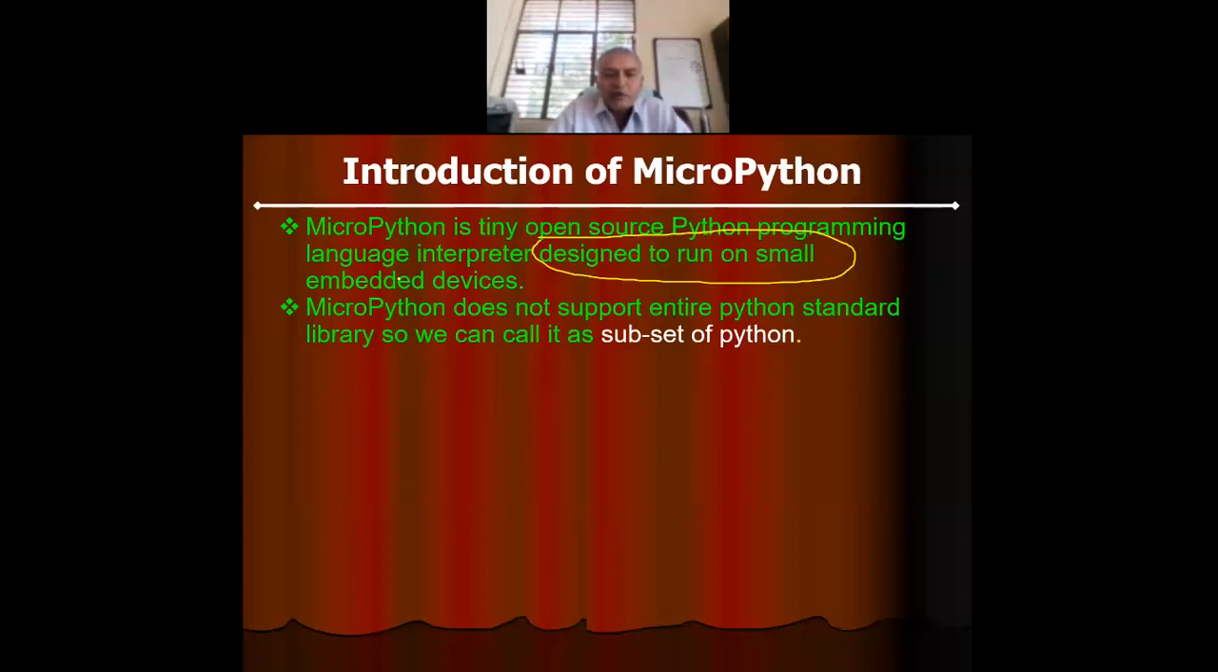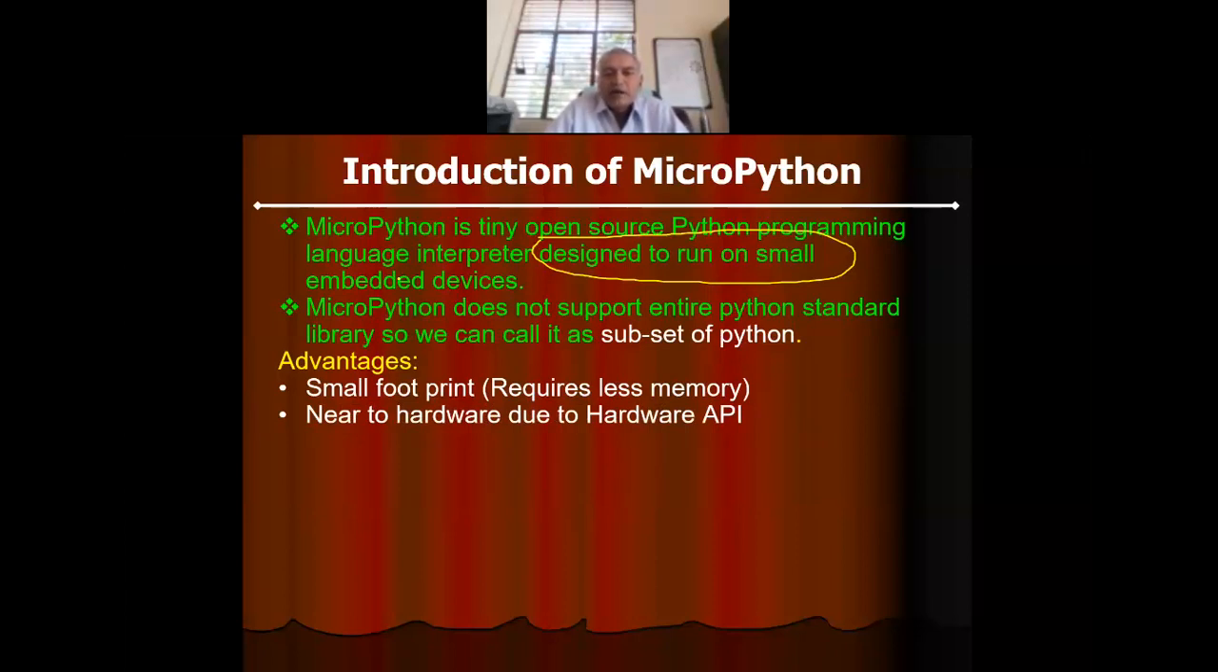The advantage of MicroPython is that it has a small footprint, so it requires less memory. Python is designed for a PC or a laptop where huge memory is available. MicroPython is designed for embedded systems, so naturally it requires less memory. It is very close to hardware because hardware APIs are available in MicroPython. Clean and simple Python code to control the hardware, so it's very easy to control the hardware with Python code. Almost all MicroPython commands are very similar to Python commands.